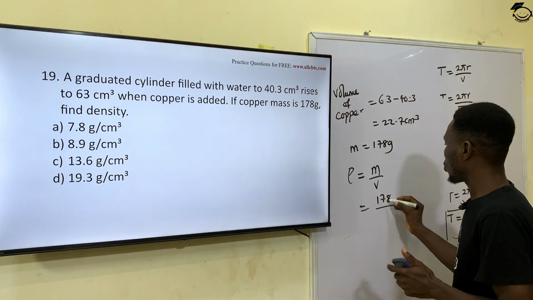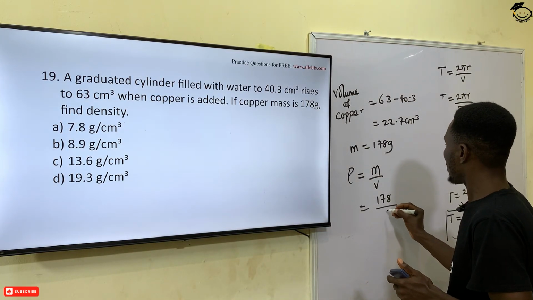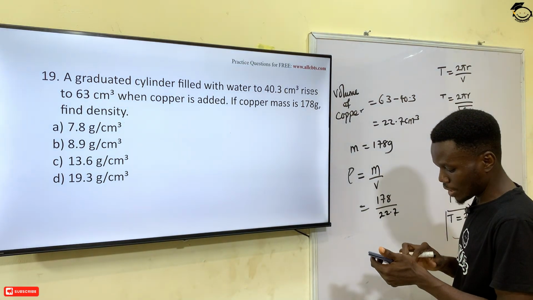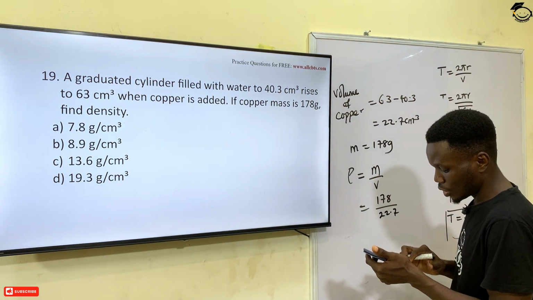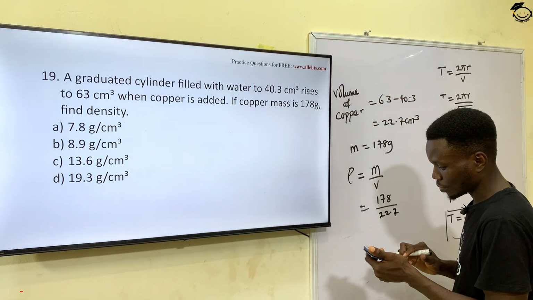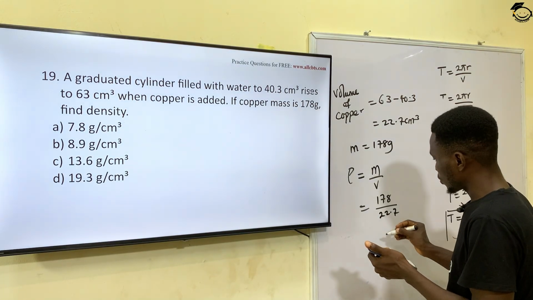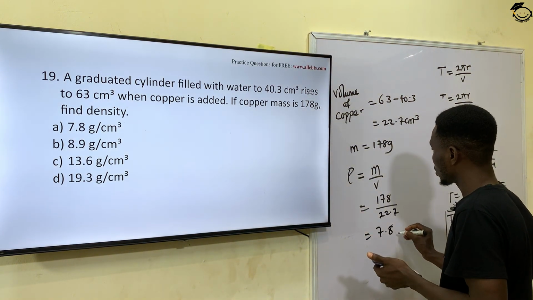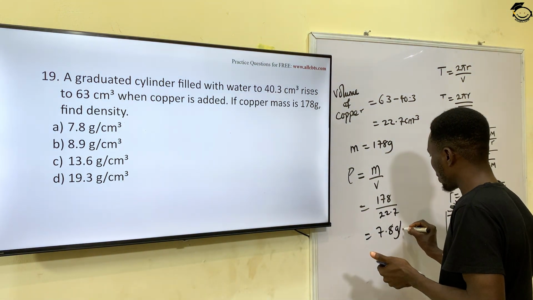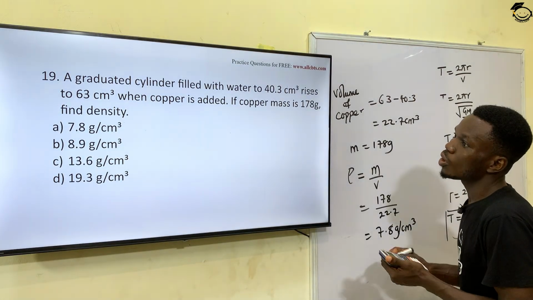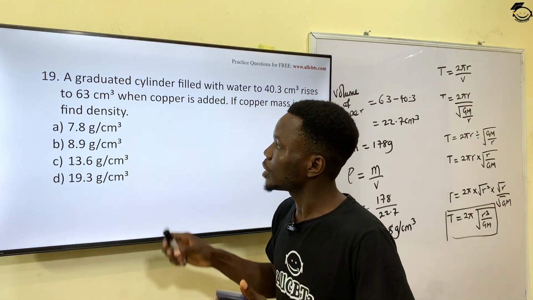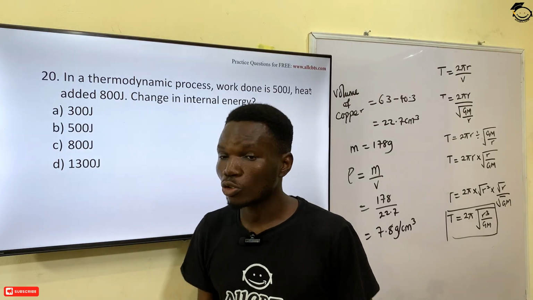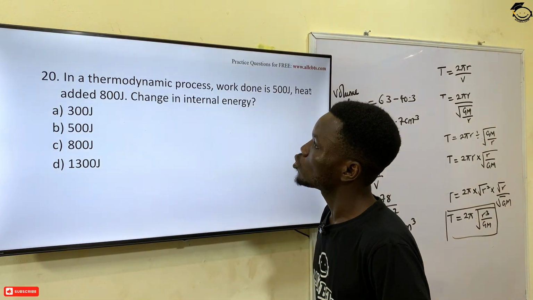So this will give me 178 over my volume here, which is 22.7. So I have 178 divided by 22.7. That will give me 7.8 gram per centimeter cube. So our correct answer here is 7.8 gram per centimeter cube, which is option A. So that takes us to the next question, which is question number 20.